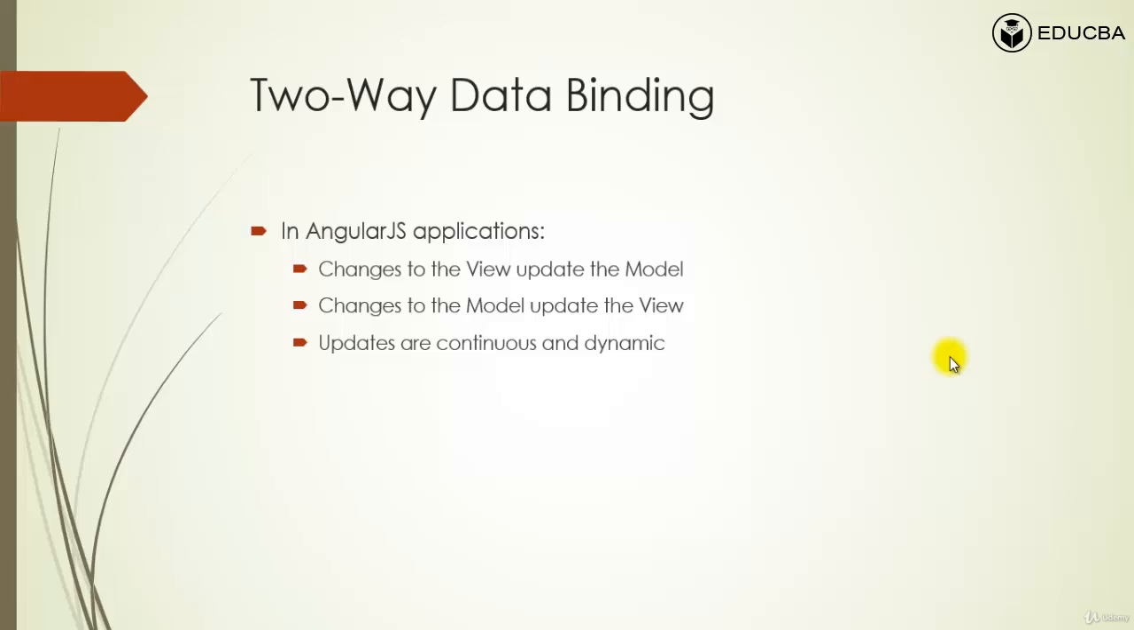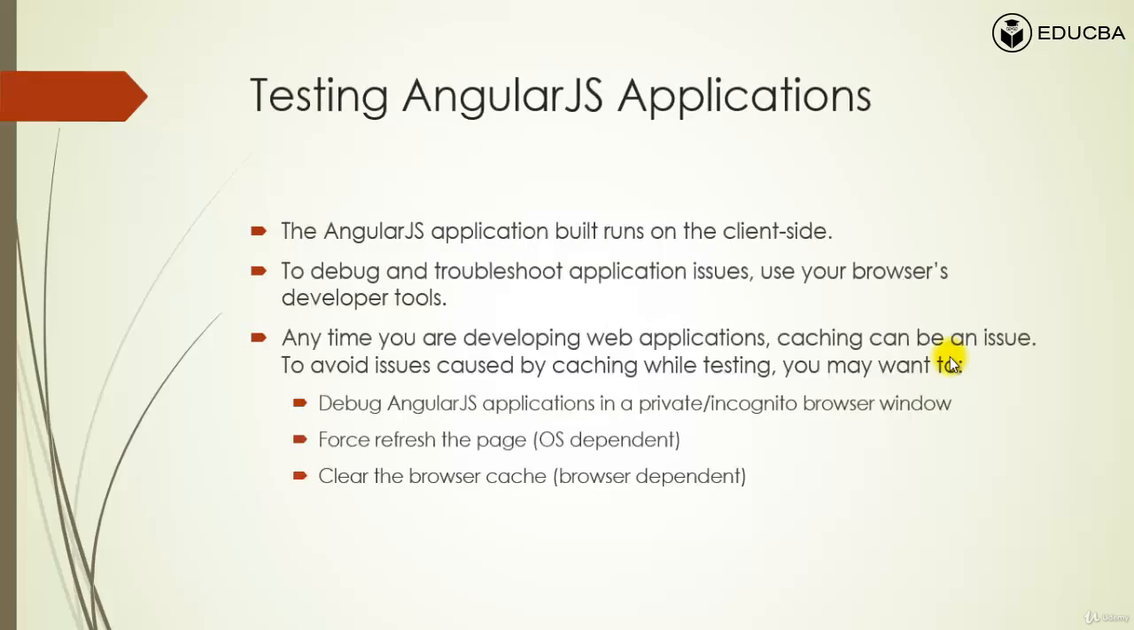The model senses the data, the data gets updated, and the view gets updated. So that's how it works. We'll understand how the two-way data binding can happen. Well, before going into that, after creation of any kind of application, how do you debug that?